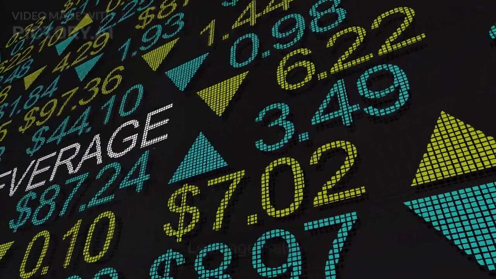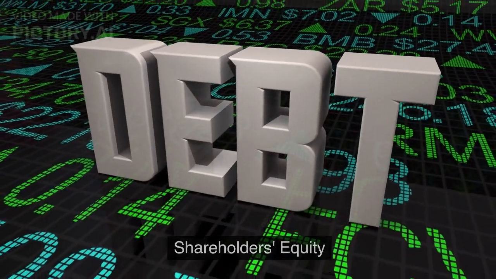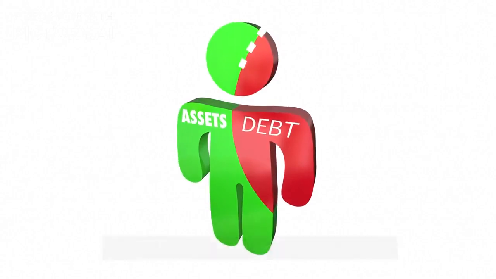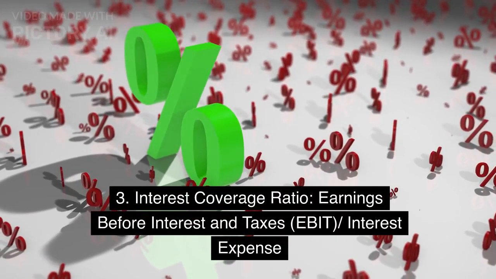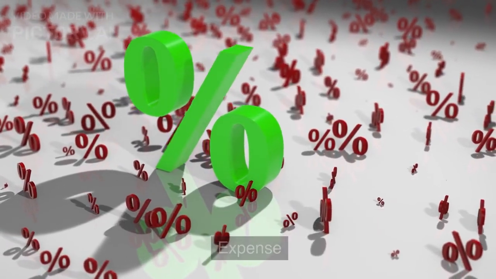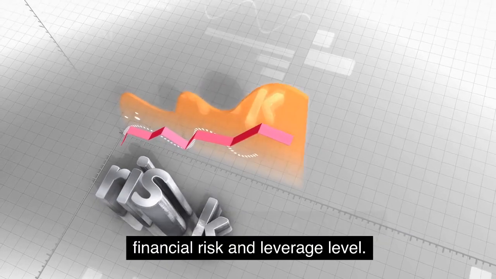Leverage ratios. 1. Debt to equity ratio: total debt divided by shareholders' equity. 2. Debt ratio: total debt divided by total assets. 3. Interest coverage ratio: earnings before interest and taxes, EBIT, divided by interest expense. 4. These ratios assess a company's financial risk and leverage level.